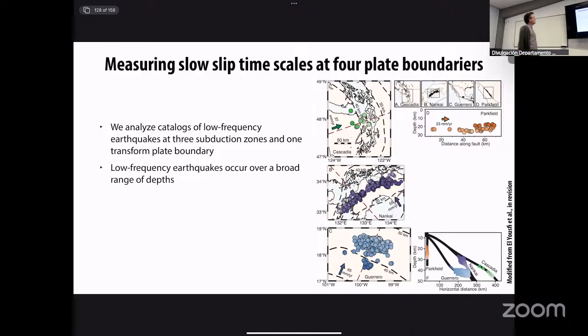But already, if you just look at this, you can see that the low frequency earthquakes are distributed across a broad range of depth. So here I just plotted Parkfield as a vertical line, and then these are the profiles of Slab 2.0 in the 3 other zones.